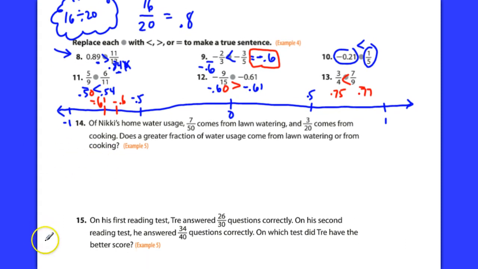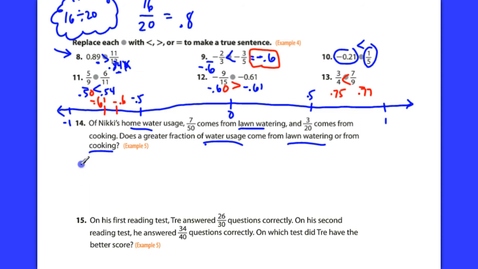And then let's wrap things up here with number 14 and 15. It says of Nikki's home water usage, 7/50ths comes from lawn watering, 3/20ths from cooking. Does a greater fraction of water usage come from watering lawn or cooking? Well, when I'm done with this, they're asking me, of these two scenarios, lawn watering and cooking, which one uses more water?